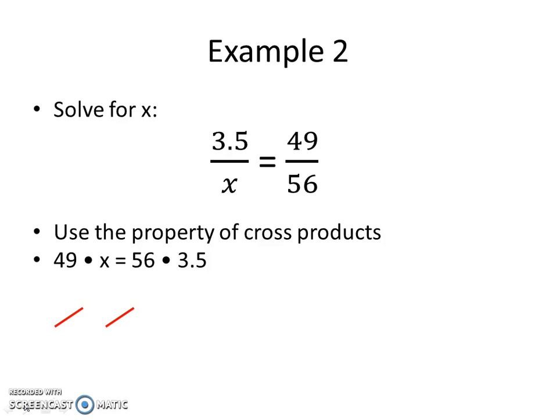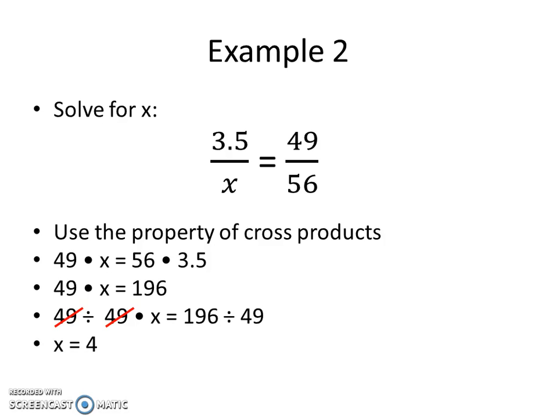I noticed that on the right side of the equation, I can multiply 56 by 3.5 and get 196. Now on the left side of my equation, I have 49 times x. I want to isolate x or get it by itself, so I have to get rid of multiplying by 49. To do so, I'm going to do the inverse or opposite of multiplying by 49, which is dividing both sides by 49. When I divide both sides by 49, I'm going to get rid of it on the left side of my equation. So now I have x equal to 196 divided by 49.